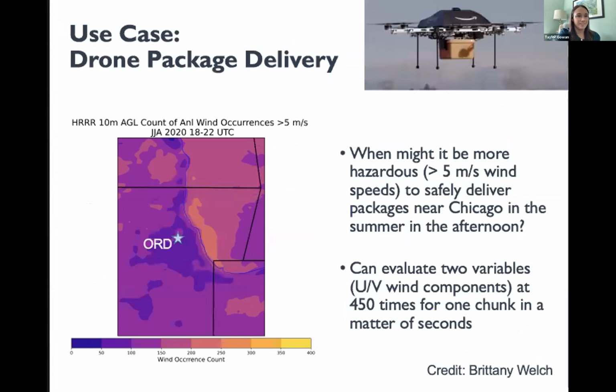Finally, we have some future work using Zarr applications that are already in motion. Brittany Welch, who's a PhD student in John's research group, is utilizing the capabilities of the HRRR dataset for applications related to drone package delivery, which is a really cool and upcoming little subset of our science. She's using the HRRR wind speed analyses to understand how often conditions are hazardous for drone flights. Using Zarr, she was able to evaluate the U and V wind components for hundreds of valid times in just a matter of seconds. She was looking at the chunk that's centered over the Chicago metro area. You can see that O'Hare Airport is denoted by that little star on the plot. She shaded the wind occurrence count of how many times her analysis actually exceeded that hazardous wind threshold using Zarr.